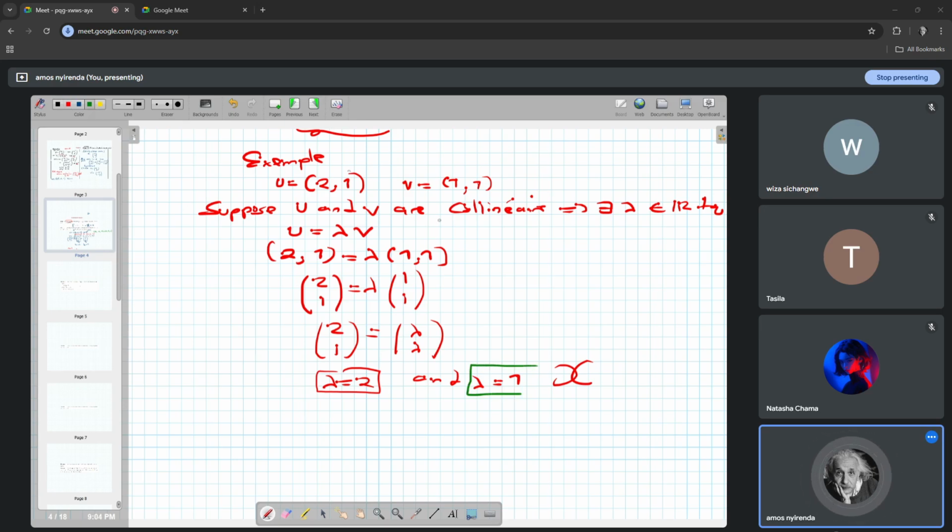So it means that these two vectors, u and v, are not collinear, because it doesn't make sense to have two values for lambda. So u and v are not collinear.